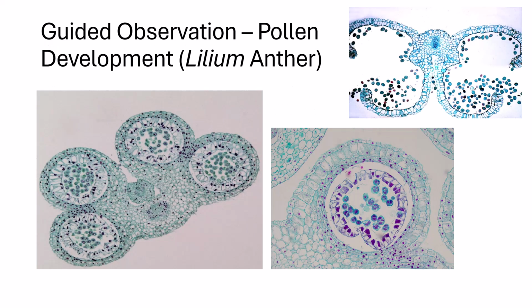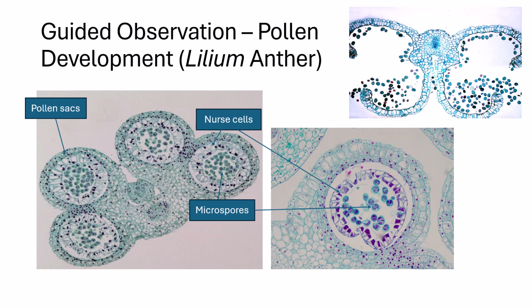Now we'll observe the anther cross-section. At scanning power in the left image, locate the anther wall and identify the pollen sacs. Inside each sac are regions of microspore formation. In the right image, look for tetrads, groups of 4 haploid microspores formed after meiosis. In the left image, the microspores are still early in development. Identify the nurse cells, or tapetum, surrounding developing spores.